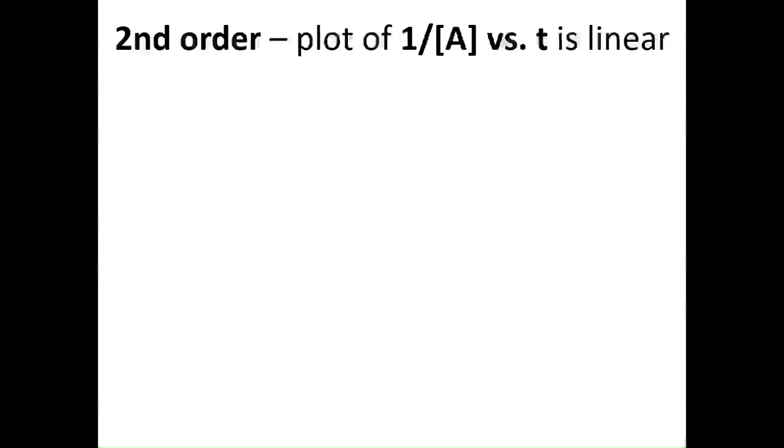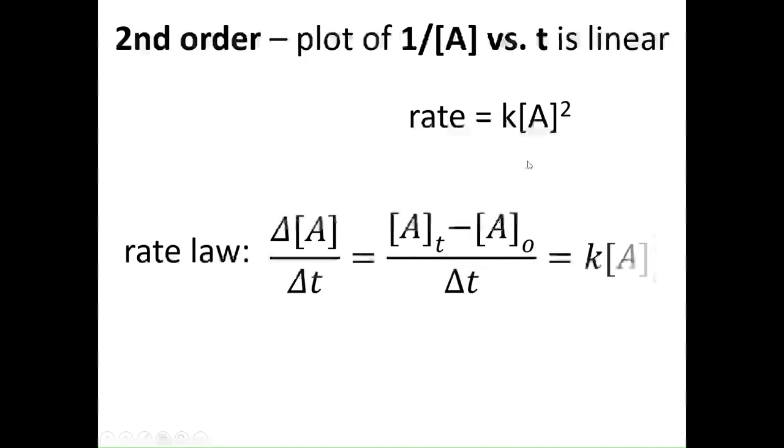So a second order plot plots 1 over A on the y-axis and t on the x-axis, and that gives a linear plot if the reaction really runs second order with respect to reactant A. Of course, the rate law, when we're talking about a second order reaction with respect to A, has a square on the A in the rate law. Expanding that, we're saying the change in concentration of A over change in time, which is final concentration of A minus initial concentration of A over change in time, is equal to some rate constant times A at time t squared. Notice there's no negative on the k this time.